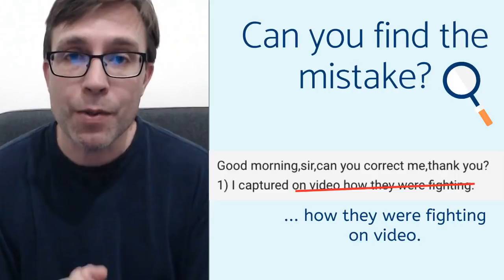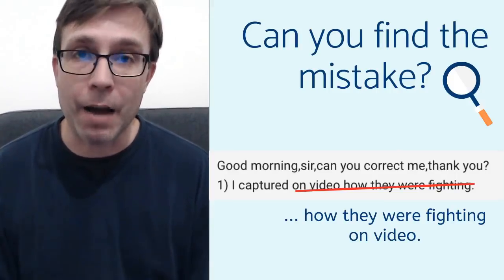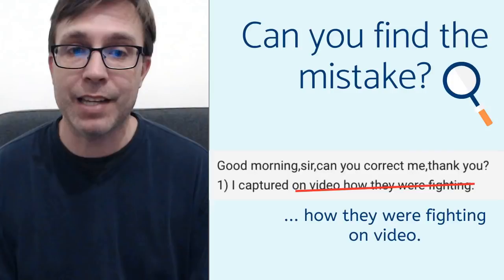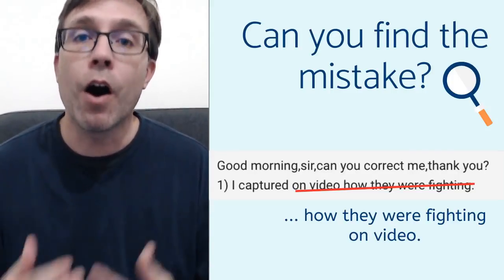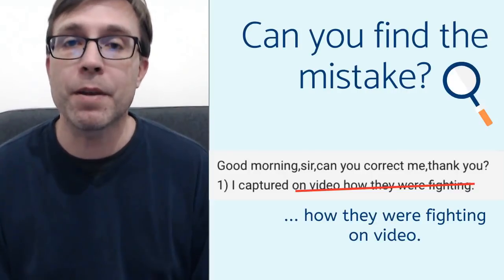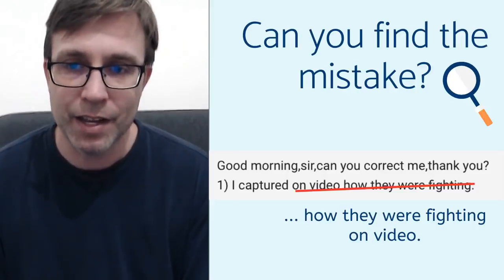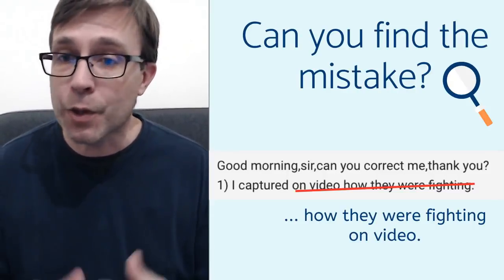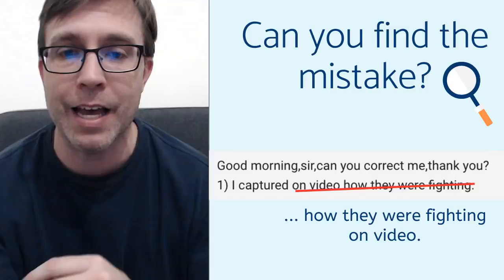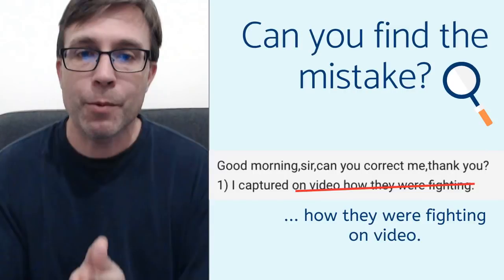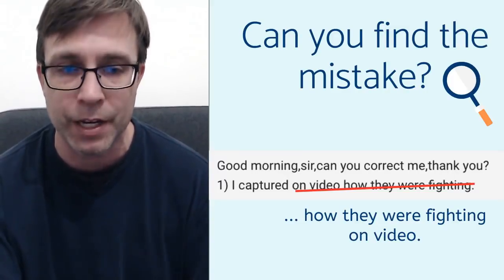Because how they were fighting, that is a noun phrase. That is the object of the sentence. I captured what? I captured how they were fighting on video. That is my prepositional phrase, and that will go at the end of the sentence. Again, there are different ways that you can correct this. I know some of you are writing that in the chat. This is just what I would do if you want to keep the original words and the meaning. You'd say, I captured how they were fighting on video.